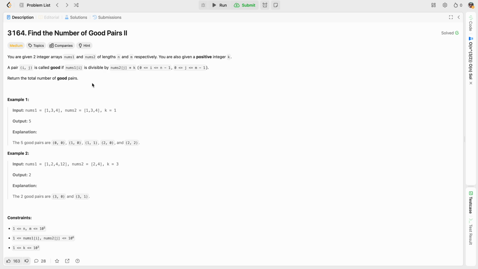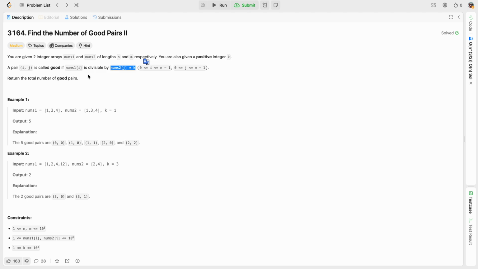So the first solution is using brute force. We can iterate through all the pairs of i, j, and the time complexity will be O(n squared). An optimized way is to divide the task into two subtasks, so we don't need to iterate through all the pairs of i, j. Because nums1[i] being divisible by nums2[j] times k is equivalent to nums2[j] times k being a factor of nums1[i].